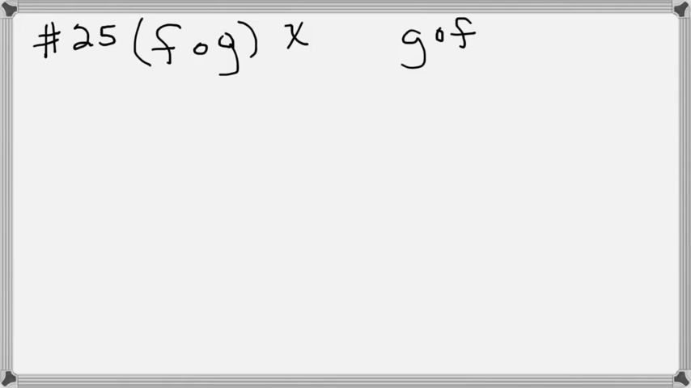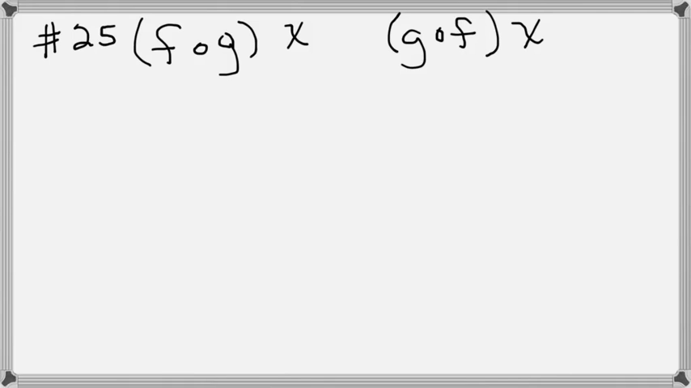Alright, let's do 25. And this is what I always call fog. It's the function f composed of the function g, and this is the way it's written in the book. F of g of x. And then they also want you to do g composed of f at x. And so I call that golf of x. It's been a long time since I've done fog and golf. Alright, so let's do the first one over here.